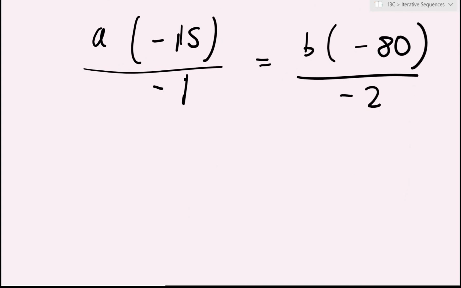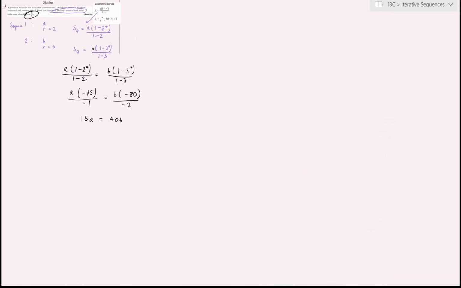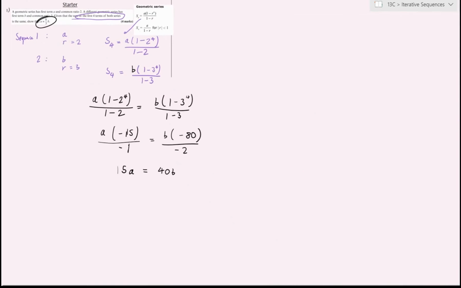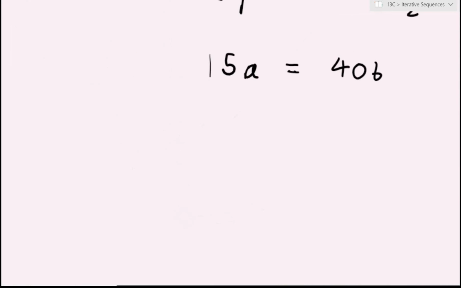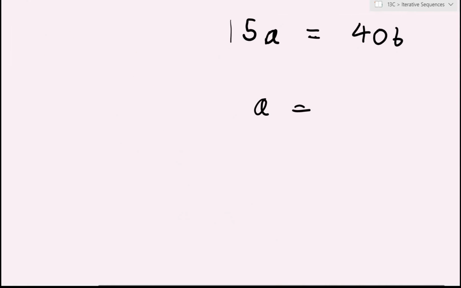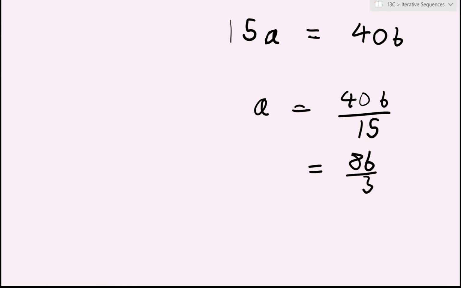Let's get rid of my double negatives. So I now have 15A equals 40B. It wanted it in the form of A equals. So A is going to equal 40B over 15. I have a common factor of 5, which gives me 8B over 3.